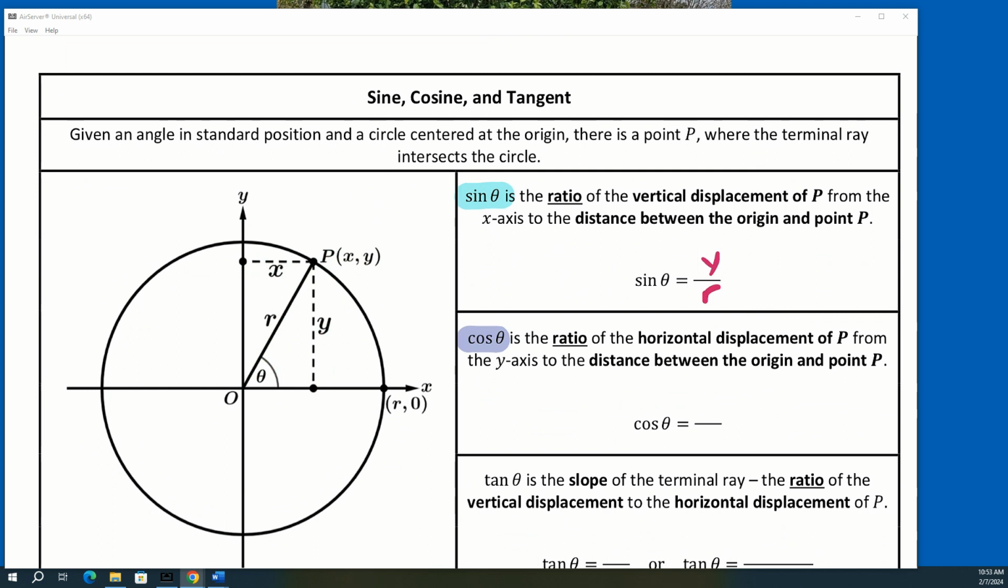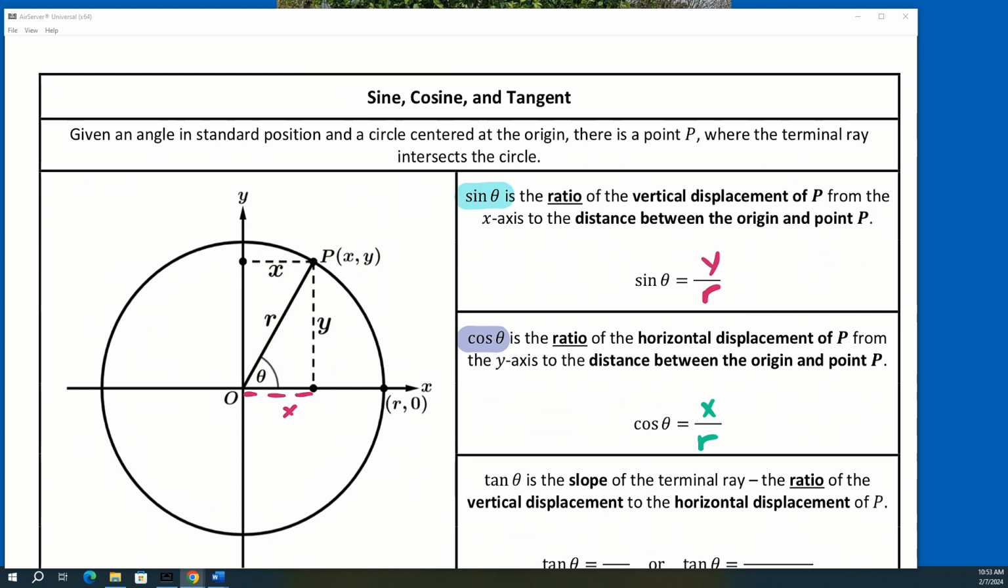Now, if I was to draw this, I probably would have had this be X. So then you're still kind of thinking SOHCAHTOA, that's the adjacent. I didn't make this, so it's fine. It's perfect the way it is. It's just not exactly what I would have done. But anyway, the horizontal displacement is going to be the X, and then that distance is still going to be the radius.